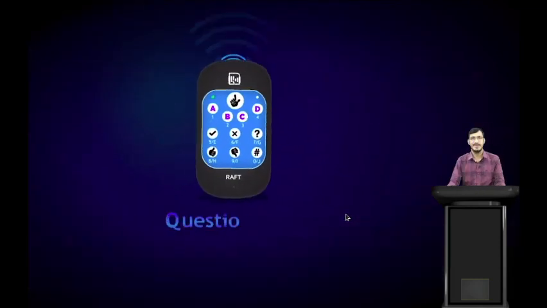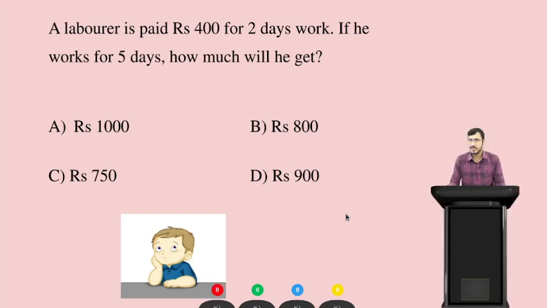Now students, it's question time, and I have a question for you. A laborer is paid rupees 400 for 2 days work. If he works for 5 days, how much will he get? I am giving you 30 seconds. Which option is correct here? 1000 rupees, 800 rupees, 750 rupees, and 900 rupees.